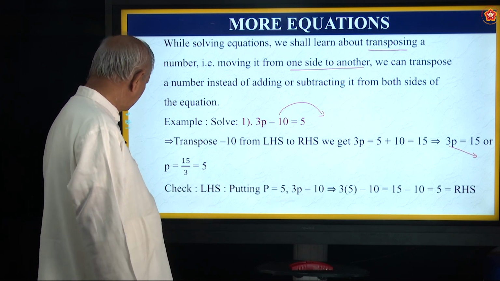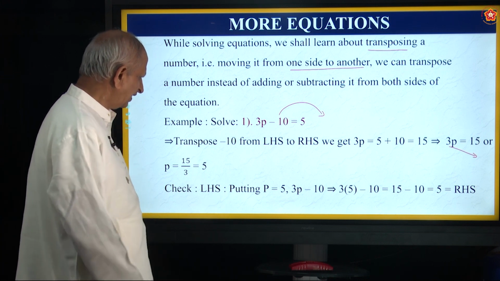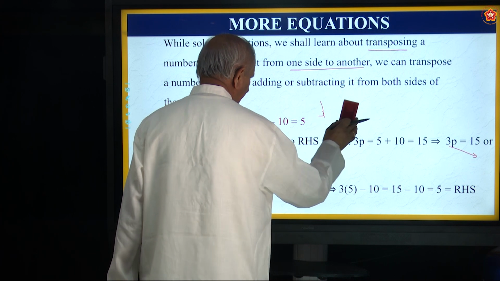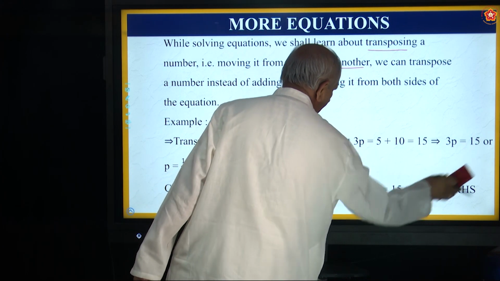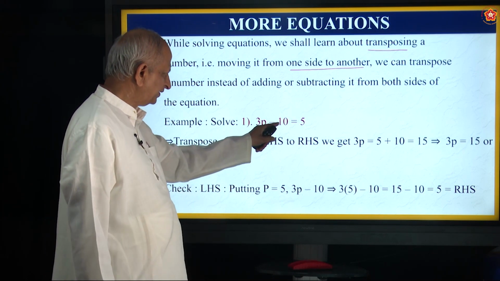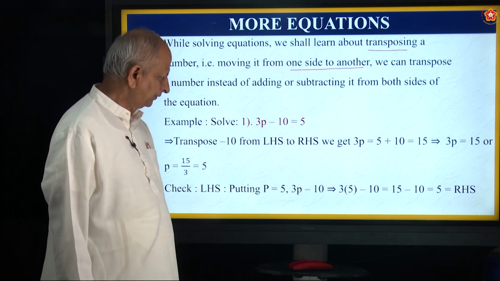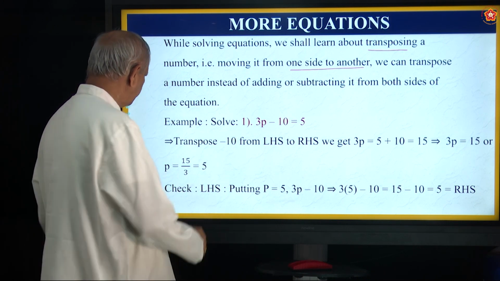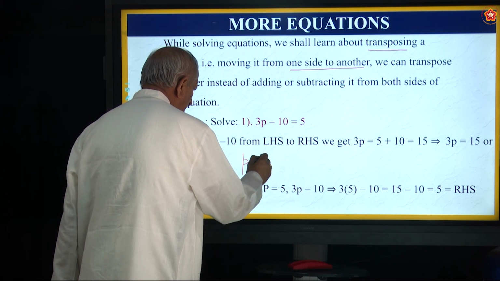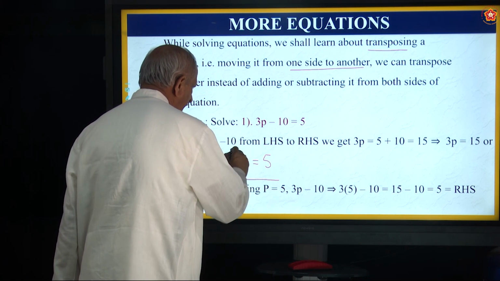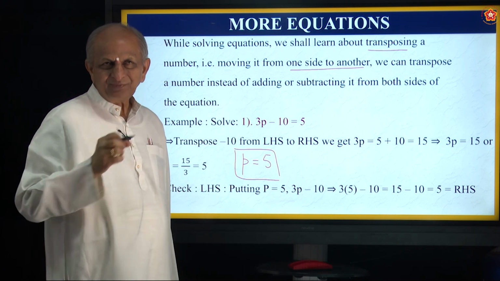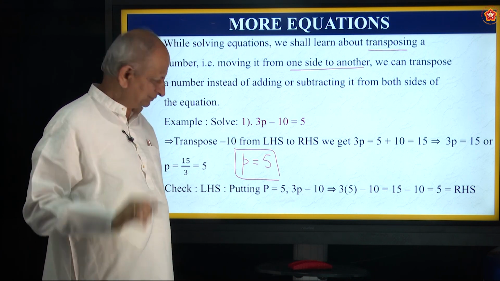So, you can check the result also, whether it is correct or not. How to check? Wherever there is p, put 5. So, here in the given equation 3p minus 10 equals 5, the value of p we have found out to be 5. Now, you are checking. Why checking? Checking because whether it is true or not.